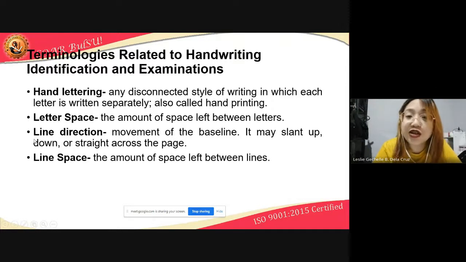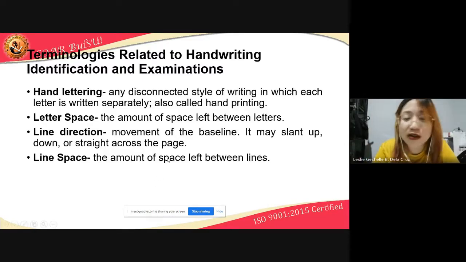Okay. Line direction, movement of the baseline. So it may slant up, slant down, or straight across the page. Diba? Pag nagsusulat tayo na inaantok, nagiging pababa o kaya pataas. That's your line direction. Nag-iiba yung baseline. Yung baseline mo, gumagalaw. Okay?